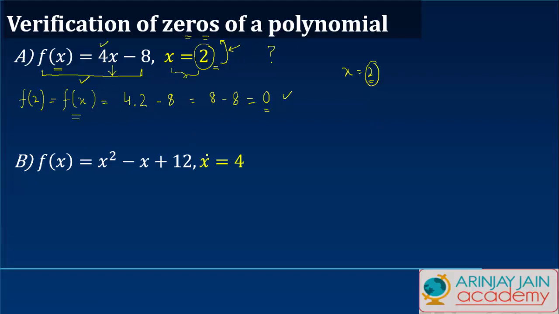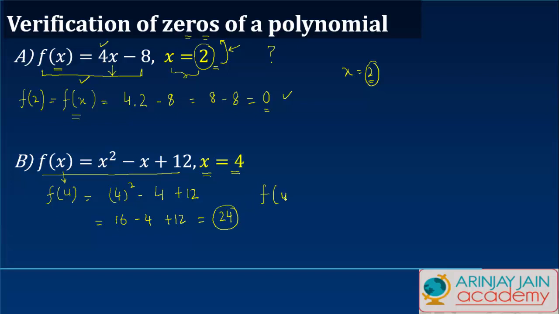Similarly, for x = 4, if I put that value in this polynomial, let's see what the answer is. So at f(4), where the x value is 4, what is the value of this polynomial? It becomes 4 squared minus 4 plus 12. 4 squared gives us 16, minus 4 plus 12. Now 16 minus 4 is 12, and 12 plus 12 is 24. So the value of f(4) is not equal to 0. Hence we say that 4 is not a zero of the polynomial f(x) = x² - x + 12.